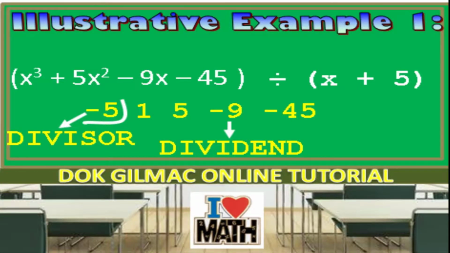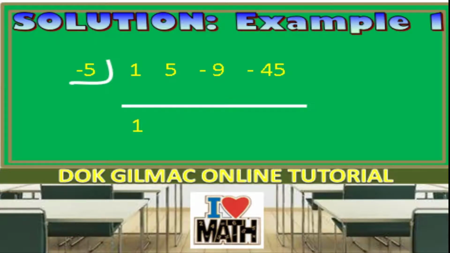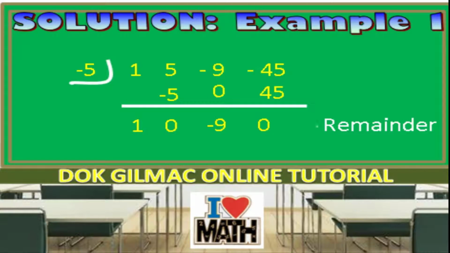Okay. Let's continue solving it. So consider the numerical coefficients 1, 5, negative 9, and negative 45 divided by negative 5. Bring down 1, multiplied by negative 5, add 5 and negative 5, so we have 0. 0 times negative 5 is 0. Add negative 9 and 0, so we have negative 9. Times negative 5, that is simply 45. Add negative 45 and 45, so that is simply equal to 0. As you can see, the remainder is 0.